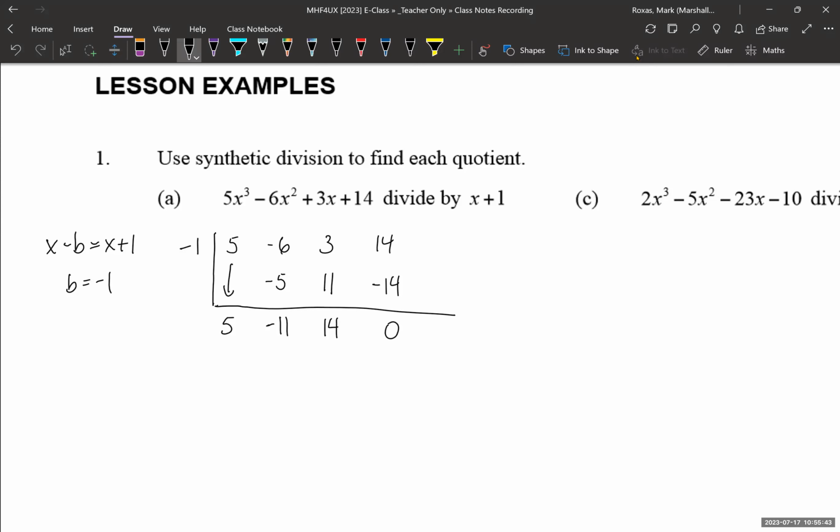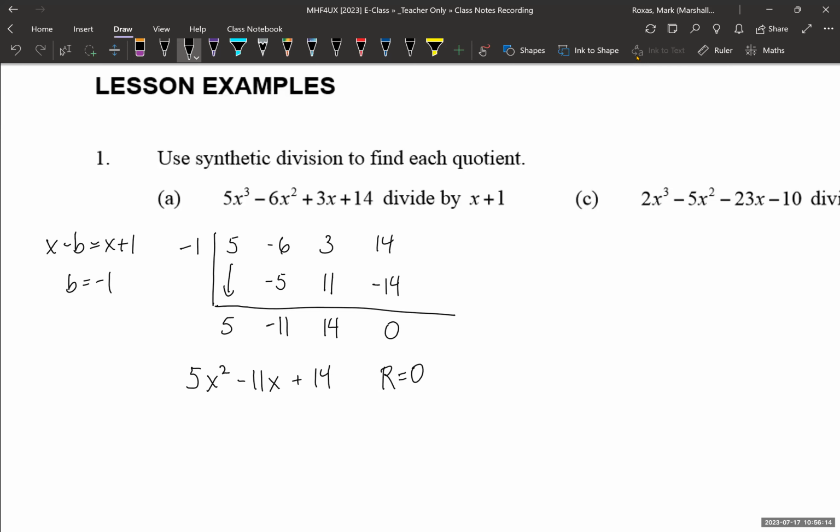So this is step 4. We're just continuing that whole process until we reach that last column. And step 5, the numbers in the bottom row are the coefficients of the quotient, and the last number at the end is the remainder. So 5 serves as the coefficient of x squared, -11 is the coefficient for x, and the 14 is your constant term, and the remainder is 0.